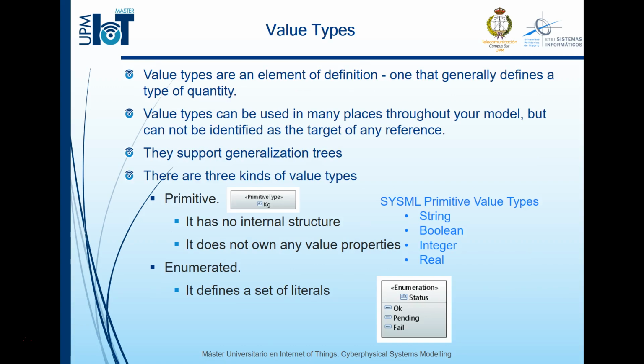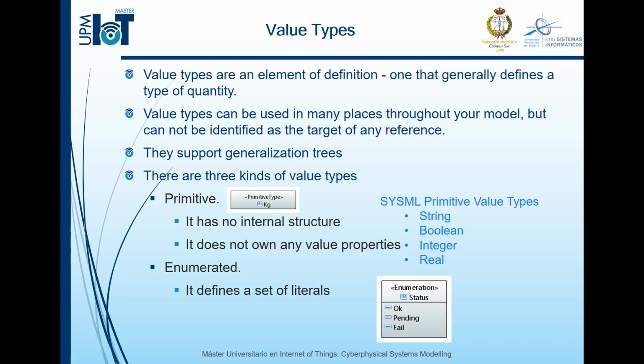So let me present these concepts and then later move to Papyrus, because it's fun for you to start doing things with Papyrus and start modeling. So, if you remember, one of the main types of properties was value types. Value types for us are the definition of the elements of your block. And normally, value types define a type of quantity. Like I mentioned before, volume, or kilograms, or meters, and so on.